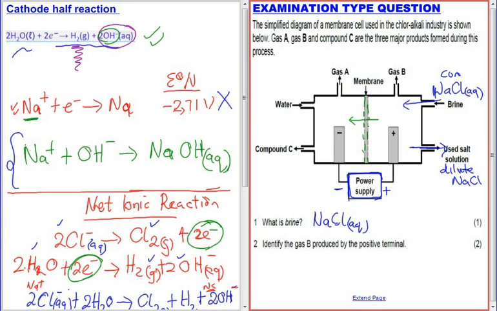Identify the gas B produced by the positive terminal. So it means you're here at the anode. So what is this gas that's going out here? Which gas is this? So how do you figure out which gas that is?